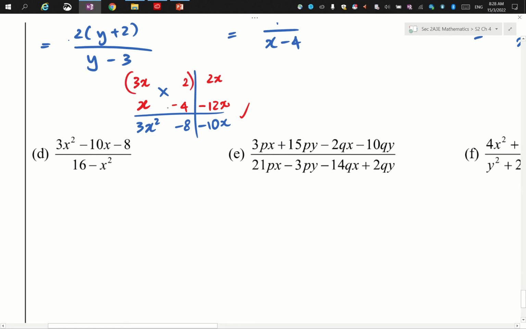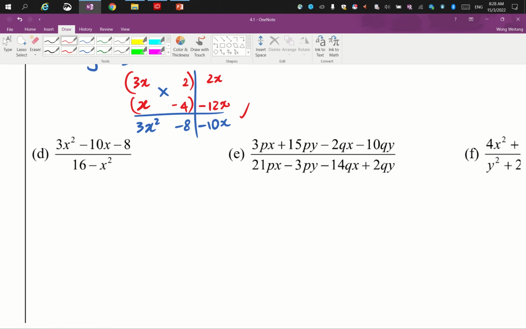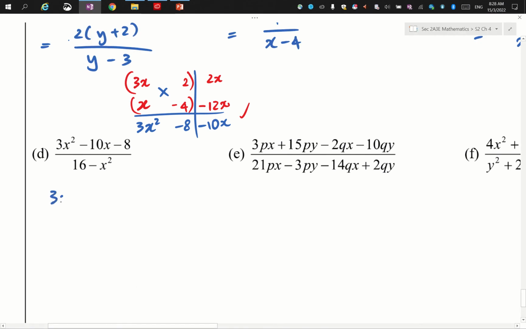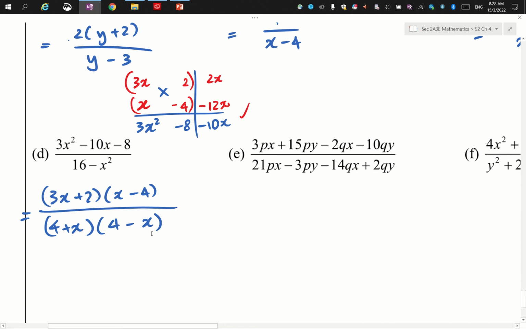The factors will be 3x plus 2 and x minus 4. So put that down in the numerator. 3x plus 2, x minus 4. Now these are equal, so don't forget the equal sign. Denominator, we've got our 4 plus x and 4 minus x, because 16 can be expressed as 4 squared.